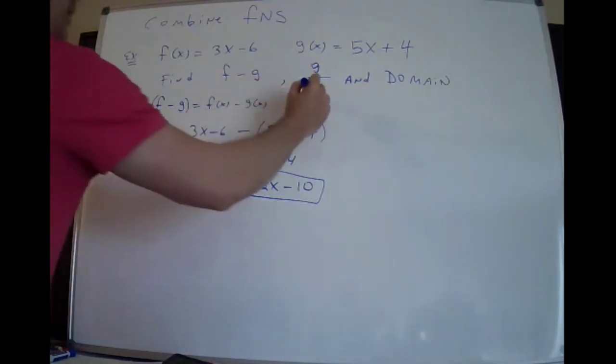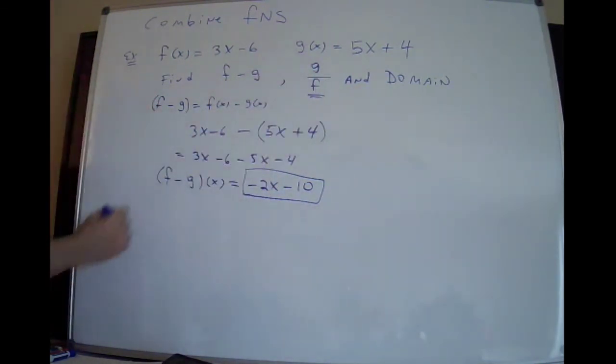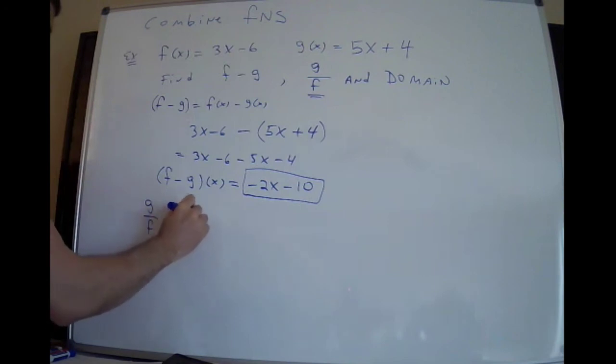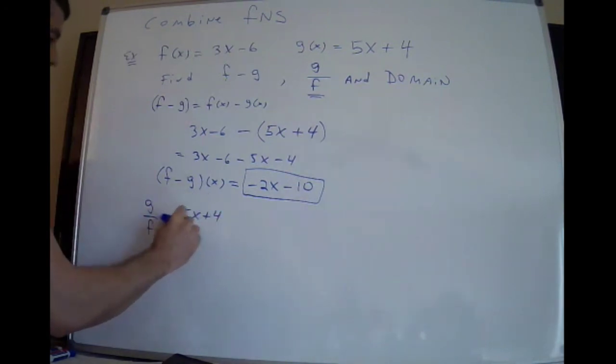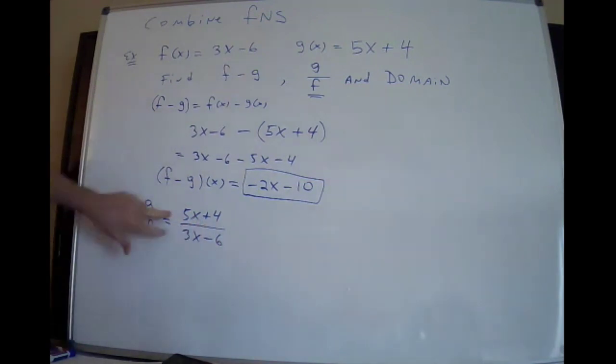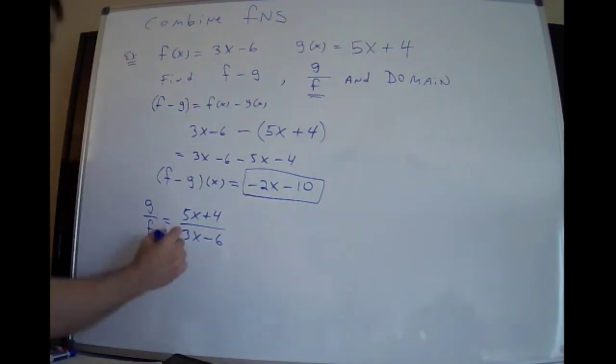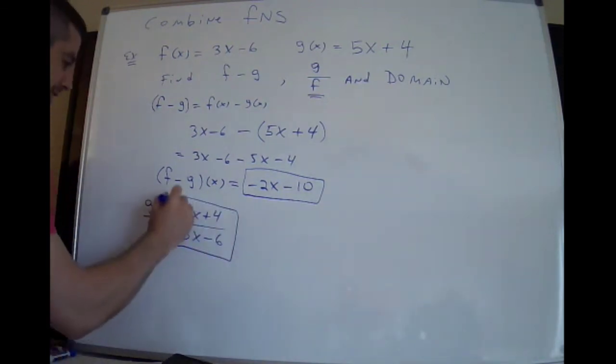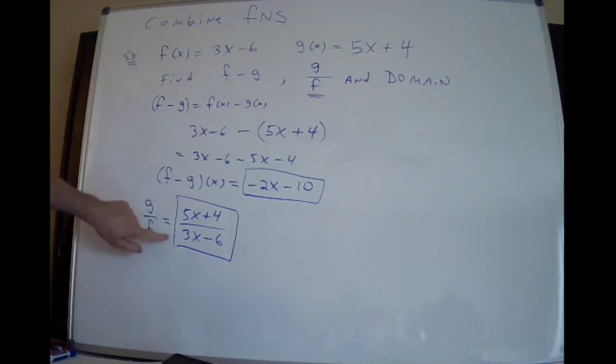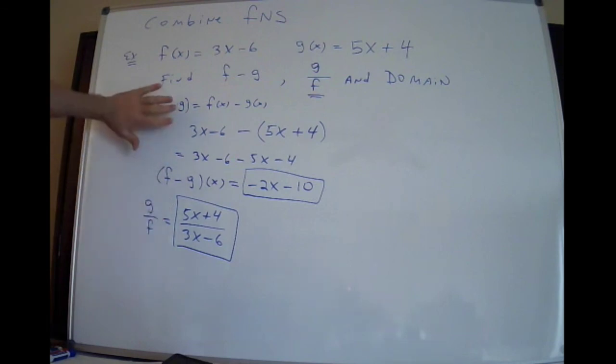Now, I also said I wanted to do g divided by f. So I'm going to take the g function, which is 5x plus 4, and I'm going to divide it. And no, you don't actually have to do this division. What would you do here? You're not going to divide this. Look at how easy this is. All you do is put the f on the bottom of the g. I know that sounds weird, but that's what you do. That's it. Boom, done. It's even easier than this one.